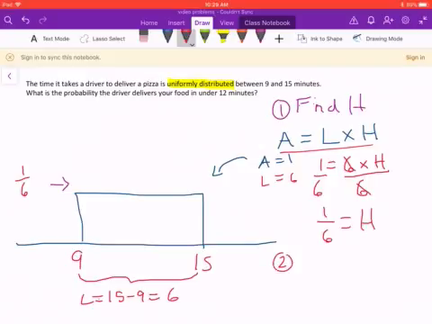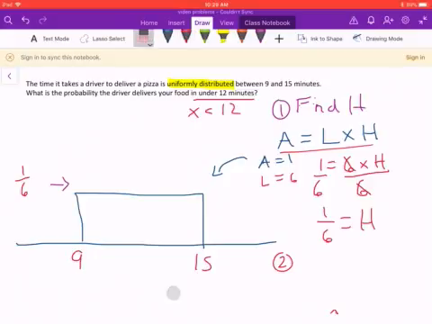Now we can finally answer the question. Let's read the second sentence. It says, what's the probability that the driver delivers your food in under 12 minutes? You need to be careful here because under 12 minutes indicates that the time it takes the pizza to get delivered is less than 12, right? Under is less than. So I think we're done with this here, so I'm going to erase that. What we're trying to find now is the probability that the pizza is delivered in less than 12 minutes.